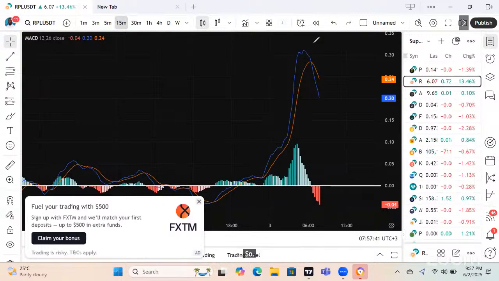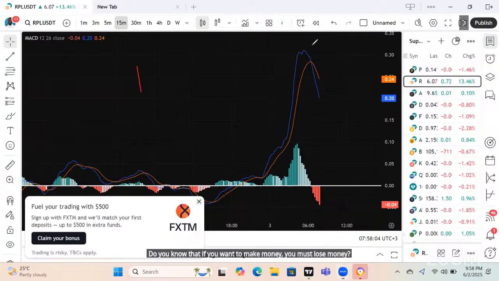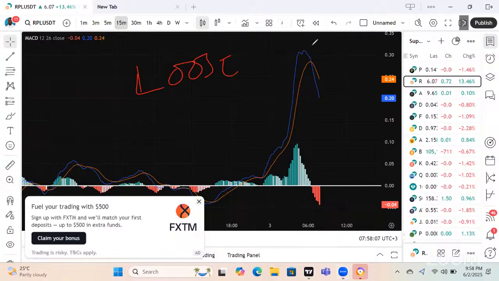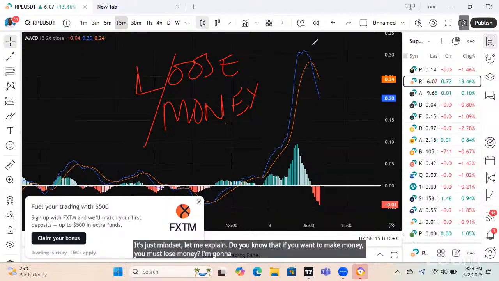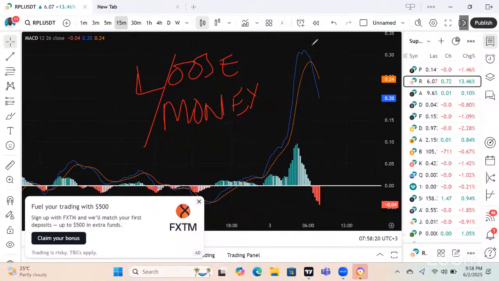So this doesn't go into how you understand how the futures market works. I've said it several times, and let me say it here maybe. Do you know that if you want to make money, you must lose money? It's just mindset. Let me explain. I'm going to bring it to a layman's understanding.